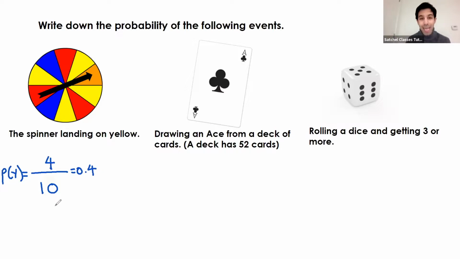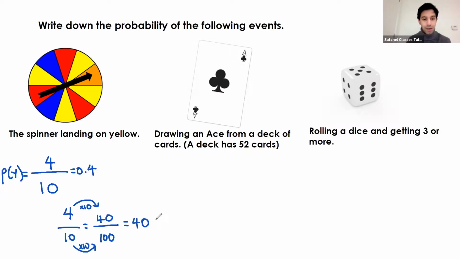Now, percent means per 100. So what I want to do is rewrite this fraction as a fraction out of 100. I would have to multiply the denominator by 10, and do the same to the numerator. So 4 times 10 is 40. So 40 per 100 is the same as 40%. Given that 4 over 10 is equivalent to 40 over 100, then 4 over 10 is equivalent to 40%.